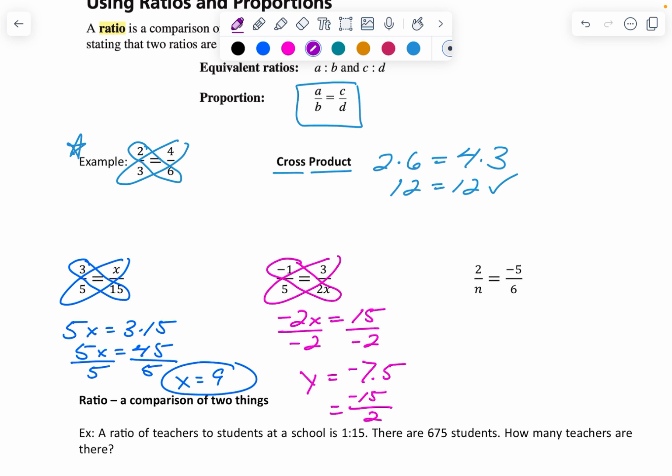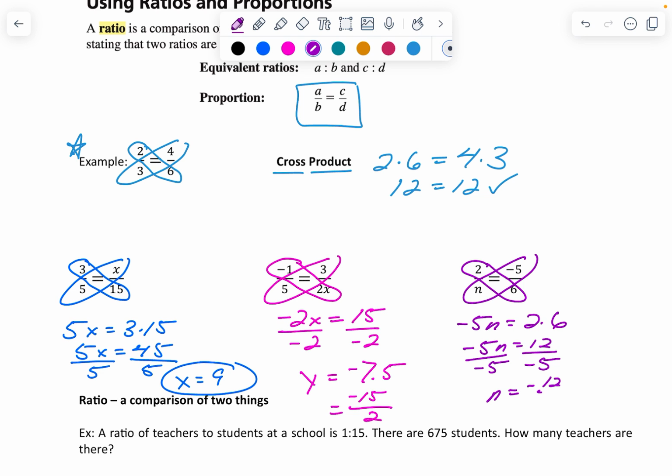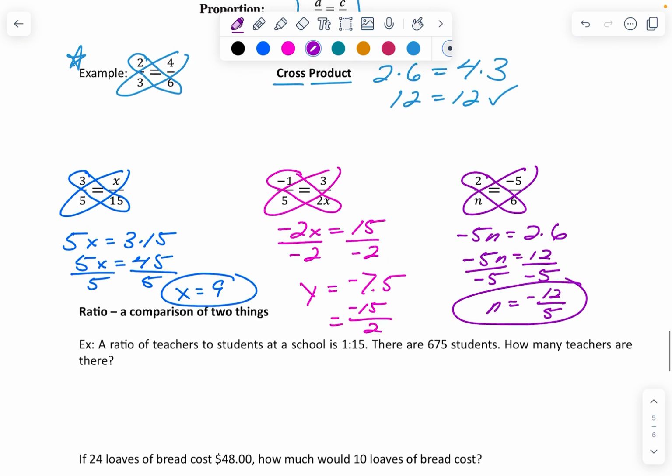For this last one, again, the cross product, -5 times n is equal to 2 times 6. So -5n equals 12. Divide both sides by -5. N equals -12/5. And you can just leave it like that. So it's not always nice numbers now that we're in algebra. But you can use the cross product to solve for the missing part of a proportion.